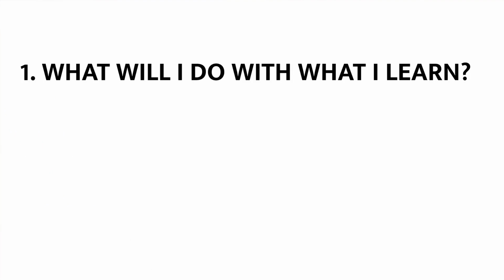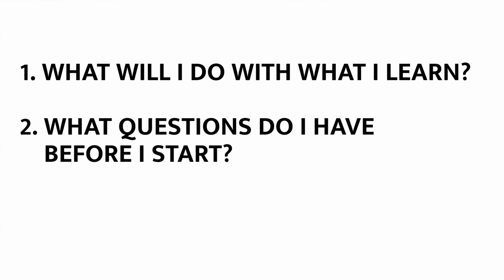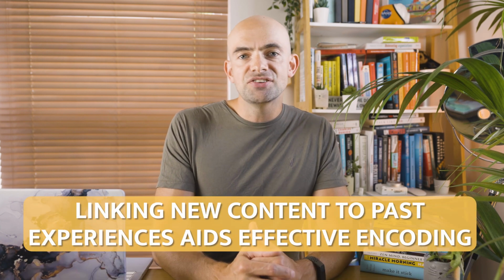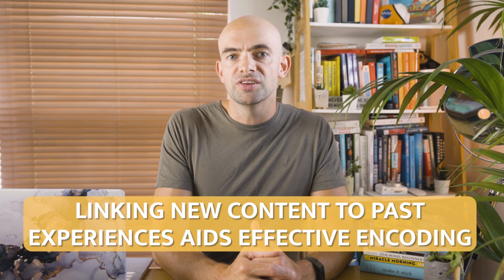Before you start learning something new, just take a few minutes and ask yourself 3 key questions. Firstly, what will I do with what I learn? Secondly, what questions do I have about it before I start? And finally, what do I already know about this new topic? This will help you to identify personal relevance, and it will start pulling out your existing knowledge and get you to link new content to past experiences to aid effective encoding. This active recall method is super quick and should only take you a few minutes.